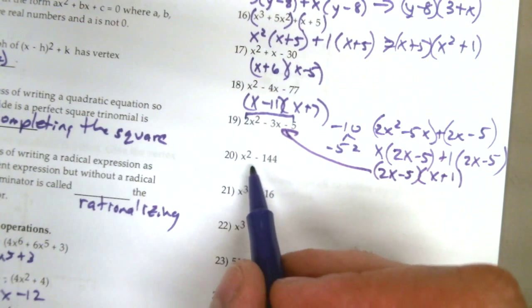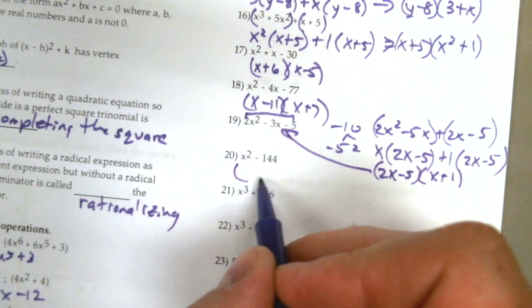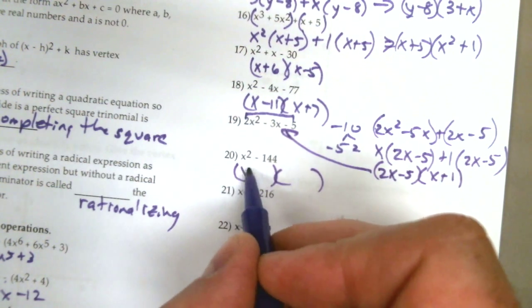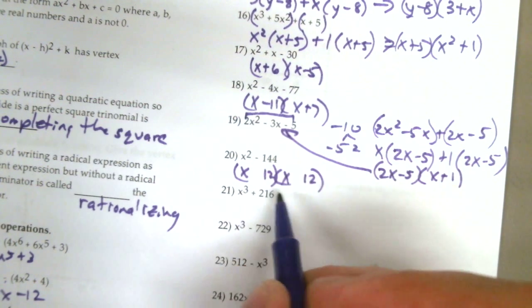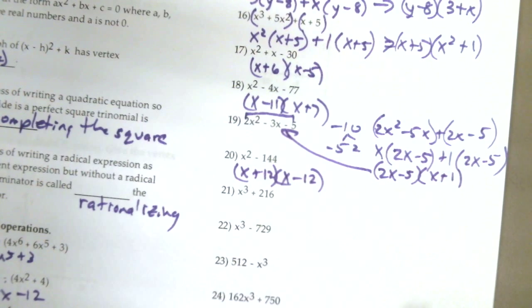For number 20, it's the difference of squares pattern. So the square root of the first term goes in both front positions. The square root of the last term goes in both back positions. One is positive, one is negative.